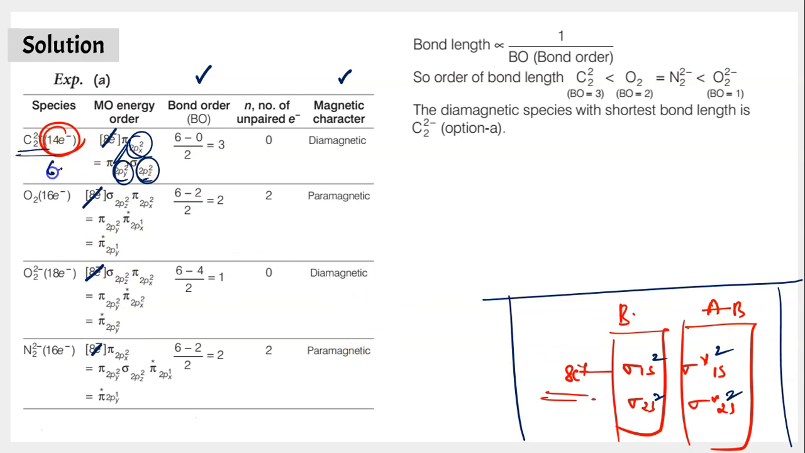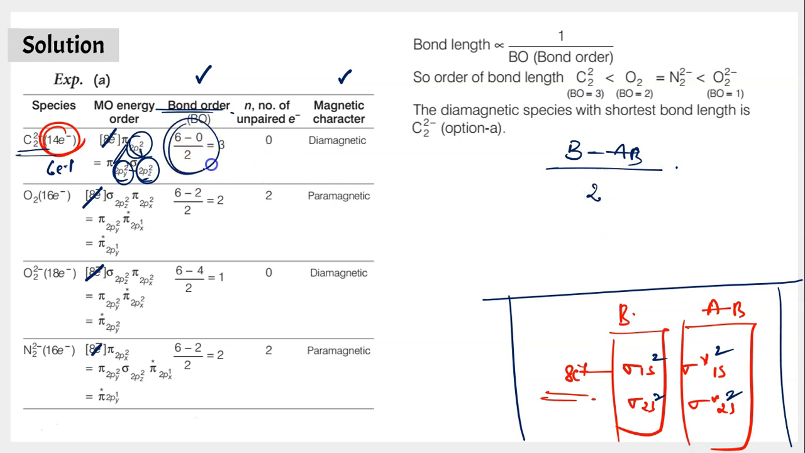So out of the remaining 6 electrons in C2 2-, all the 6 electrons are bonding electrons. So when I have to calculate bond order, which is nothing but the total number of bonding electrons minus the total number of anti-bonding electrons, divided by 2.